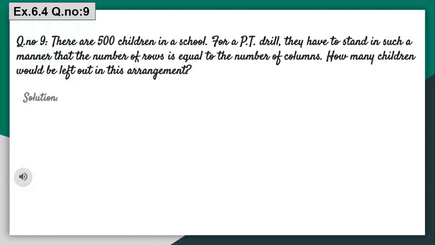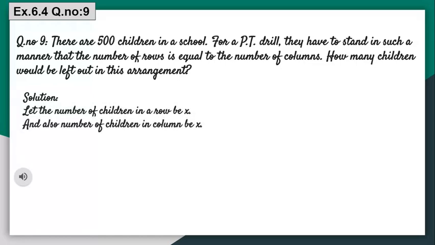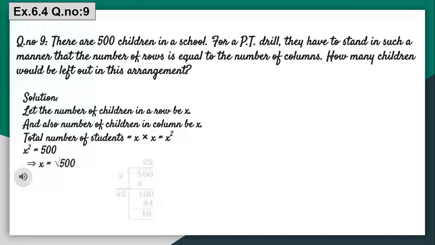Let the number of children in a row be x and also the number of children in a column be x. So the total number of children, that is x into x, is equal to x square. So x square is given as 500. Therefore x is equal to root 500. By long division we can find the square root of 500. So 2 2 are 4, remainder 1. Now 0 0 down, so 100.